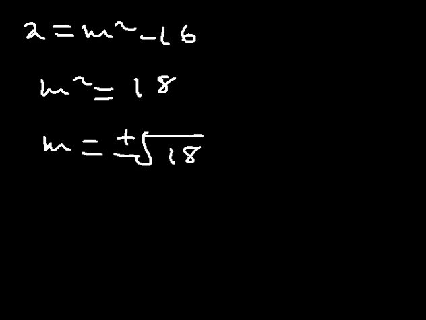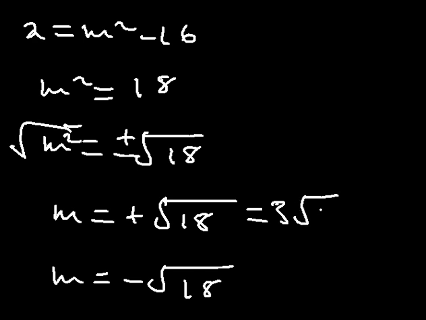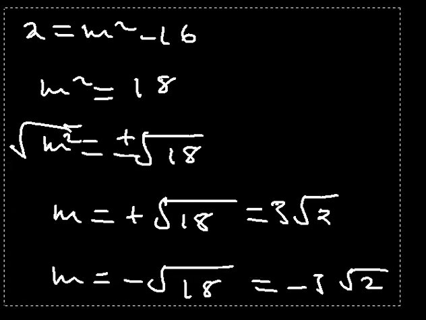So which means we'll have m is equal to, by the way, you should understand that we are going to introduce square roots on both sides in that way. So m is given as plus square root of 18, of course plus is silent, then you have m is equal to negative square root of 18. Of course, simplifying, we'll have it as 3 square root of 2, and negative 3 square root of 2. So those are the values of m you should know.